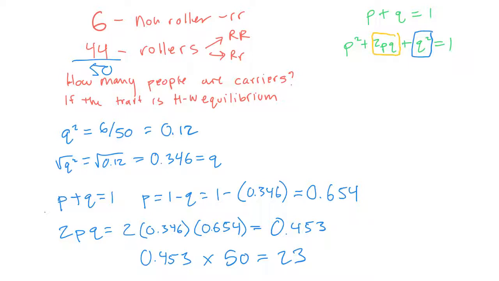So how many are homozygous dominant? All right, so you could just subtract, or if you wanted to do it by math, you could just take p and square it and multiply it by 50. Okay.